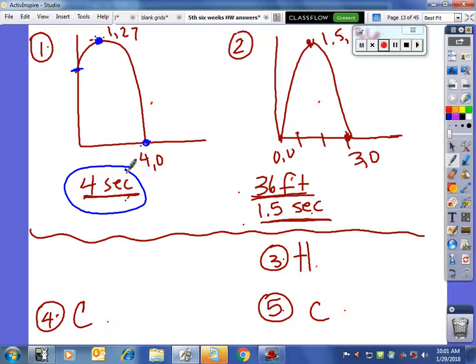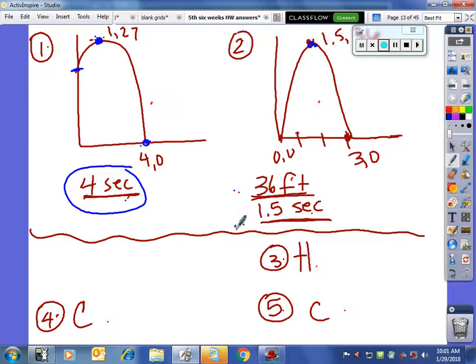On number 2, if you drew the picture, drawing in the significant parts for me, if you have the picture correct and you told me where the vertex was and you told me where the roots were, then you get 10 points for the picture.